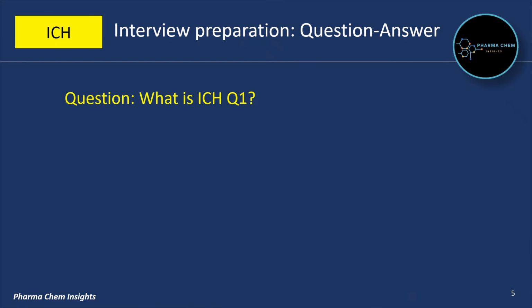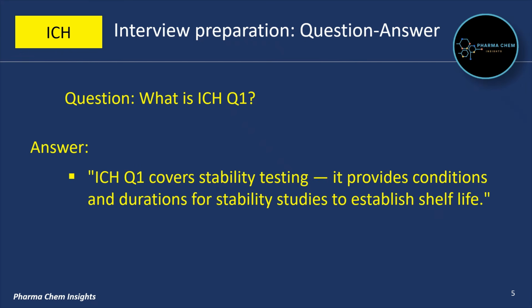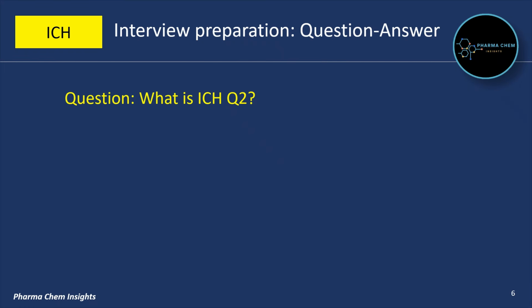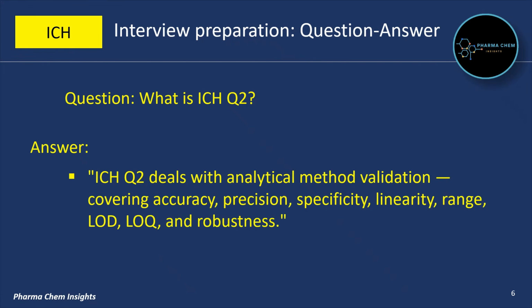Next question, what is ICH Q1 guideline? Answer is ICH Q1 covers stability testing. It provides conditions and duration for stability studies to establish shelf life. Next question, what is ICH Q2? ICH Q2 guideline deals with analytical method validation covering accuracy, precision, specificity, linearity, range, LOD, LOQ and robustness.